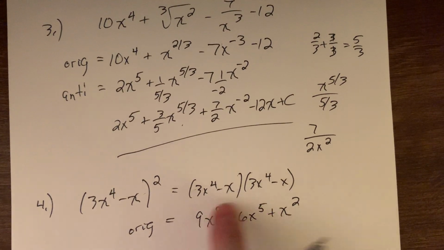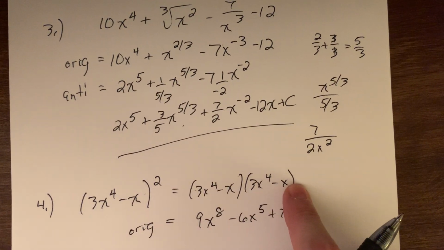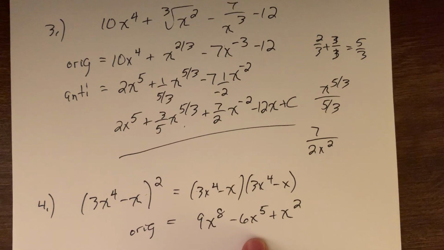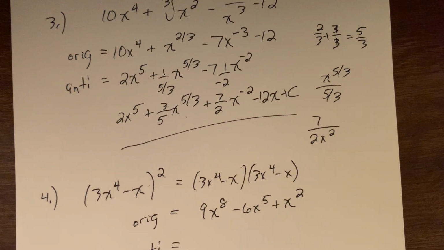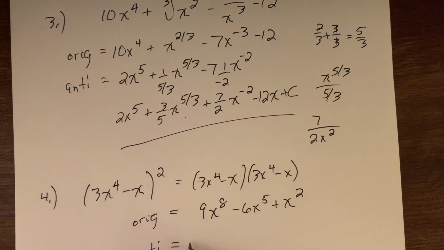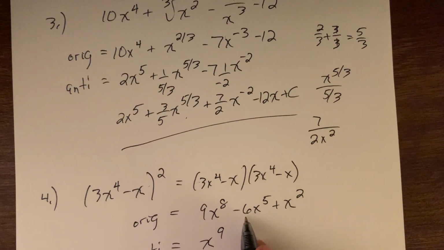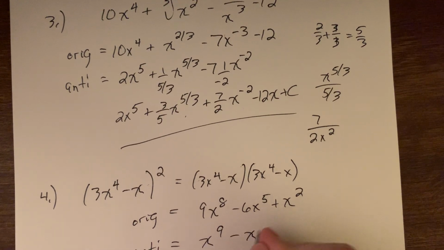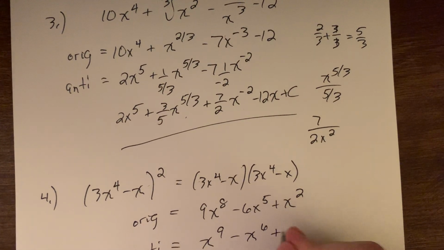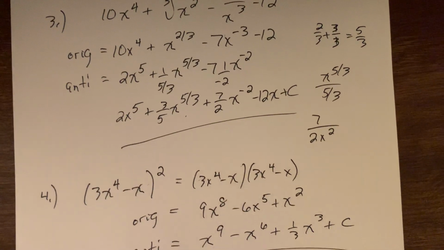And as soon as I clean that up, that was inner outer. I shifted it so it looks like multiplication, but now I actually multiplied. Now I can move into a nice clean antiderivative. Anti here, 9 times 1/9 x to the 9th is just x to the 9th. This, minus 6 times 1/6 x to the 6th, becomes minus x to the 6th. And then a 1/3 x cubed plus c.